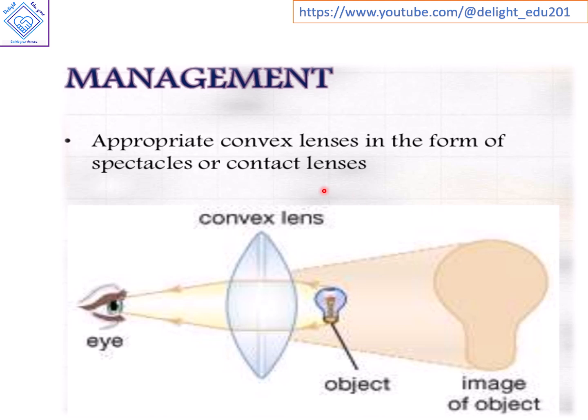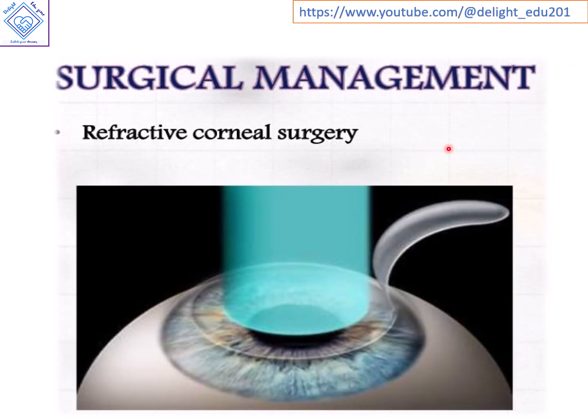Management. Appropriate convex lens in the form of spectacles or contact lens we can use to correct the hypermetropia. Surgical management is refractive corneal surgery, that is the laser therapy. So by using the laser or photo beams we can correct the corneal error.